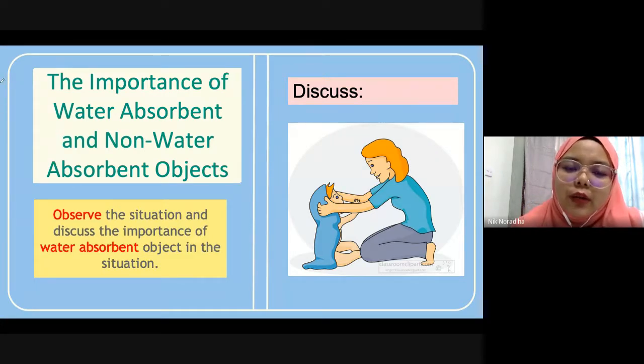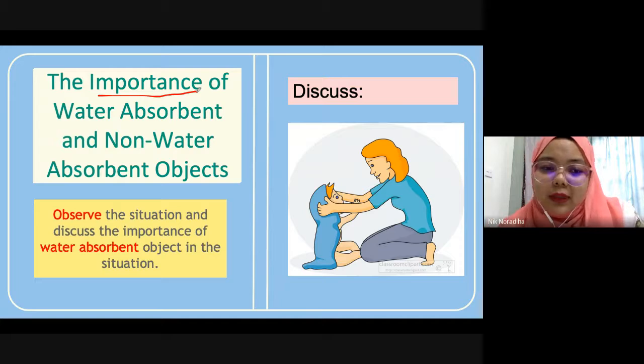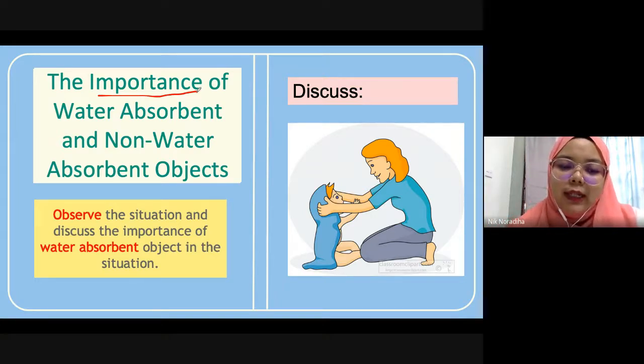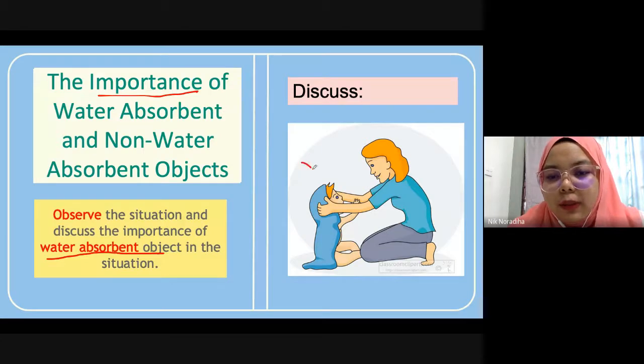So today we are going to look at the importance. What is the meaning of importance? It is why do we need them in our daily life. So the first one, we are going to look at the water absorbent object.